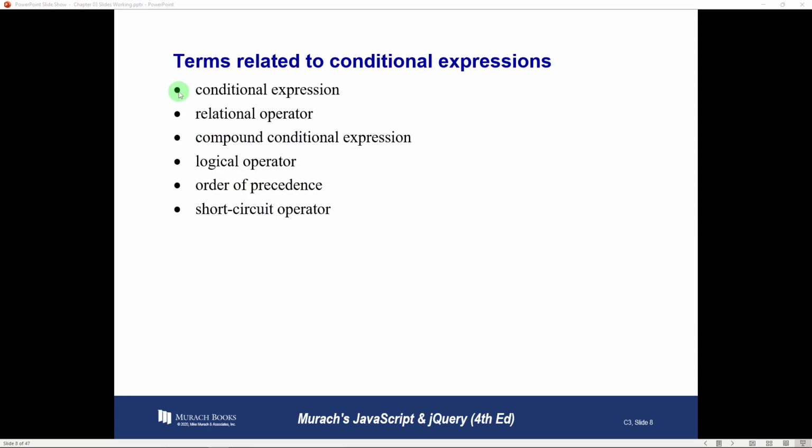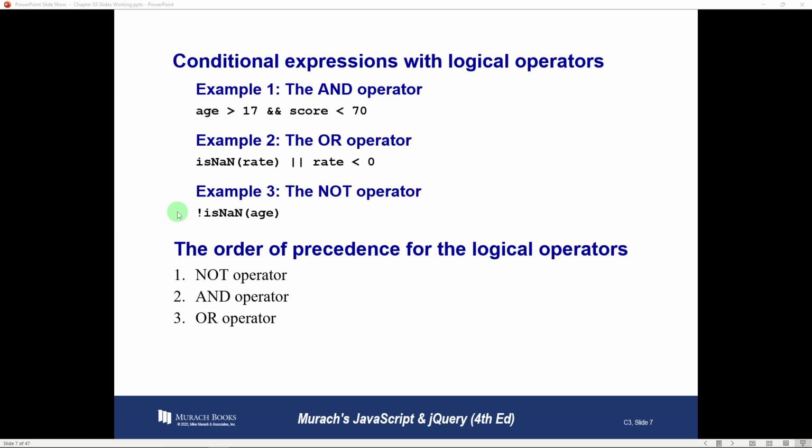So we know what conditional expressions are. We've talked about relational operators. We talked about compound conditional expressions in this video. We've talked about the logical operators. We just discussed order of precedence, but we have not discussed the short circuit operator. So let's go back one slide to this. The short circuit operator for and or. What does short circuit mean?